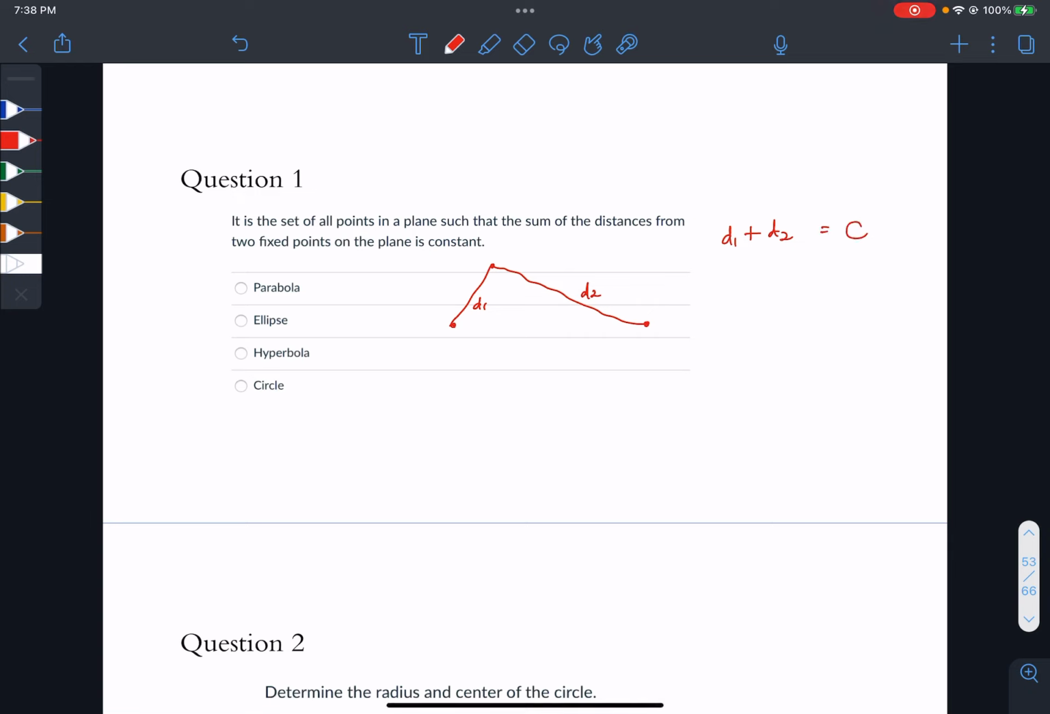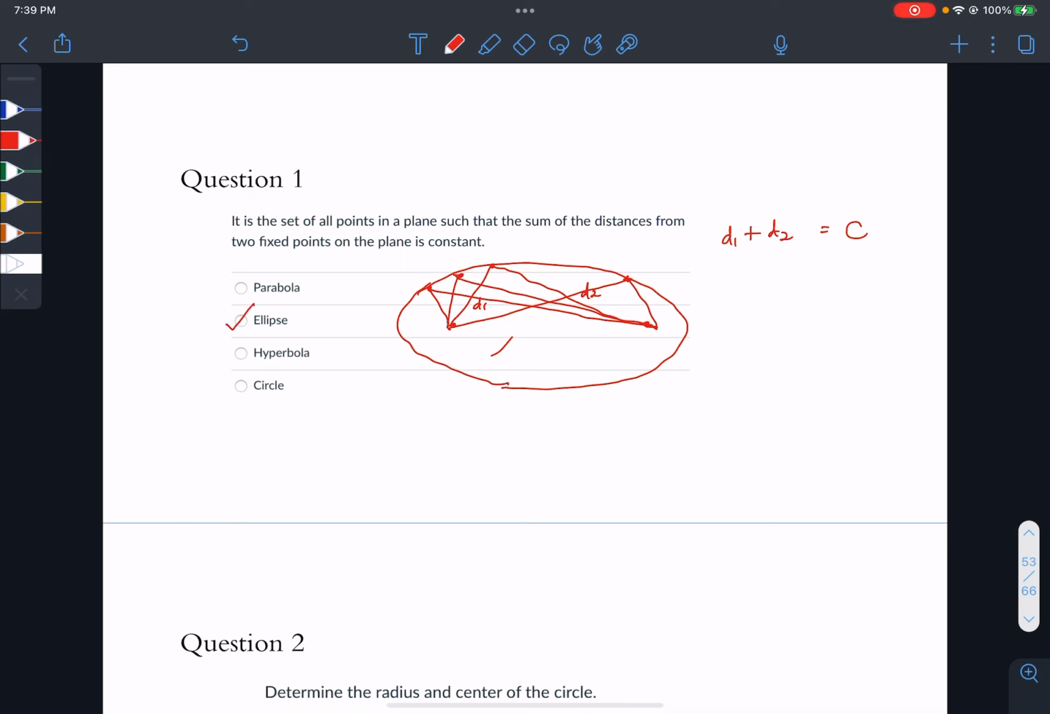So pag minove ko to dito, d1, d2, and d1, d2. So if I'm going to plot all of those locus of points, that forms the ellipse. So it's just a definition.